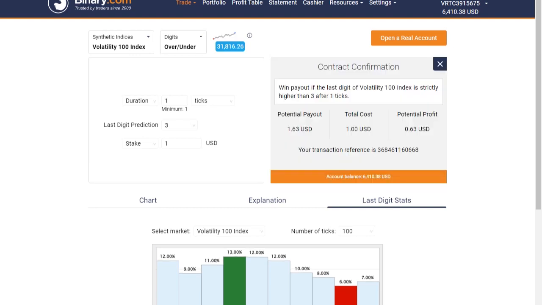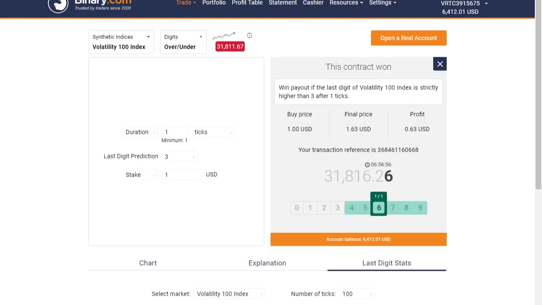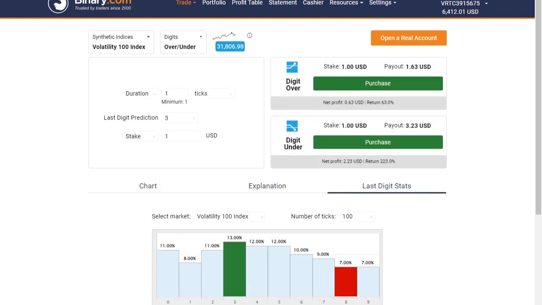I got 3 and 9, so I entered an over trade and won that trade again. I have not lost any trade since I got the hang of it. I have been checking the strategy for 6 days now.